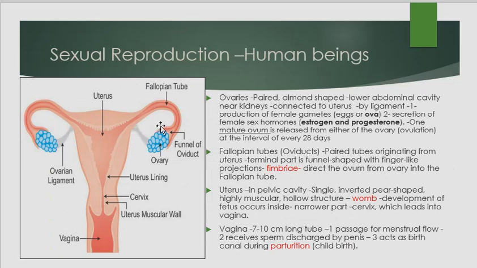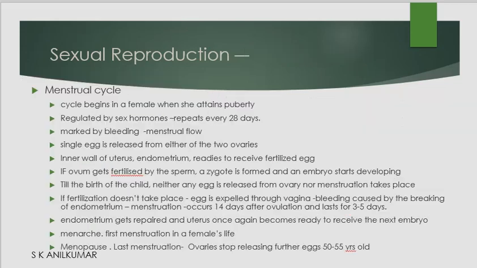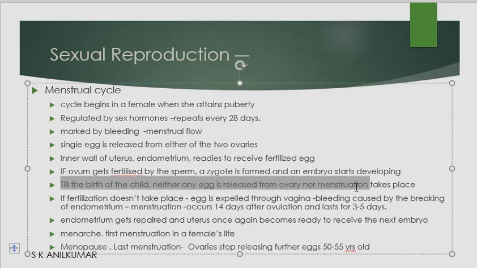So where does the embryo develop? In case it is fertilized. The funnel of the oviduct directs the ovum from the ovary into the fallopian tube. The sperm comes from the penis into the vagina. If and only if it is fertilized, then a zygote is formed and the embryo develops. Till the birth of the child, neither is any egg released from the ovary nor does any menstruation take place.